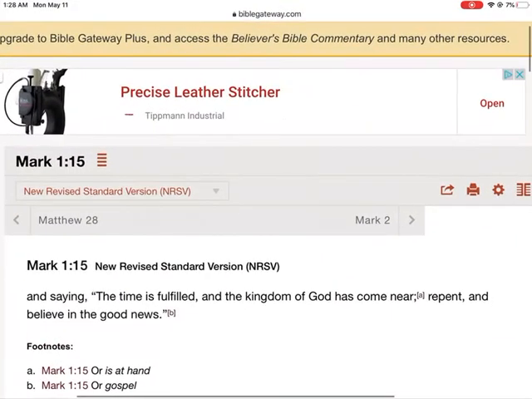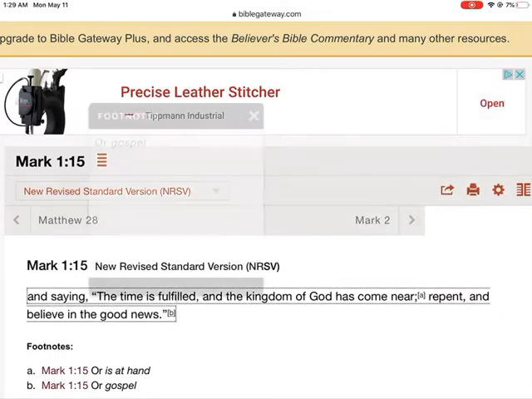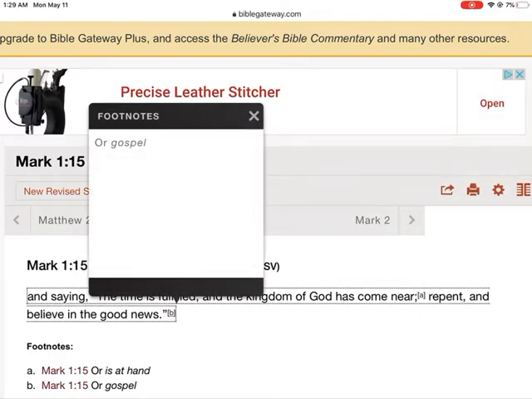It says, the time is fulfilled and the kingdom of God has come near. Or, I'm sorry, it's not all capital letters here, but it is different, you see the other letters are italicized. Or is at hand. And the same thing, believe in the good news. Or you could translate it, believe in the gospel. Let's stick with the second one as we write to keep it simpler and less writing.